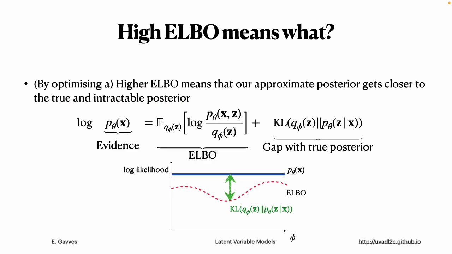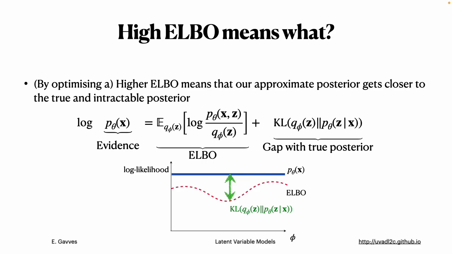So again, we discussed this a bit the previous time, but very quickly again. Hopefully now the motivation is a bit clear. By optimizing for a higher ELBO, this is my evidence. This is the quantity that I truly care about. I cannot estimate it easily, let alone optimize for it. What I can optimize for is the ELBO.